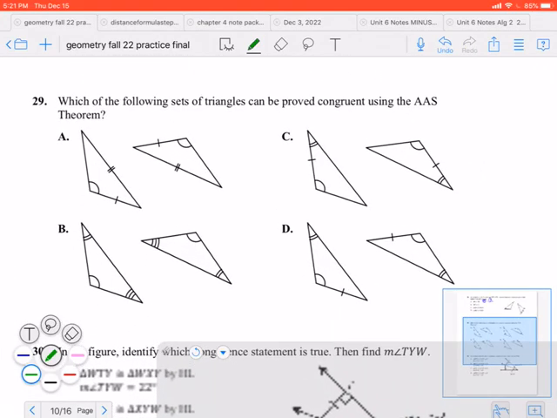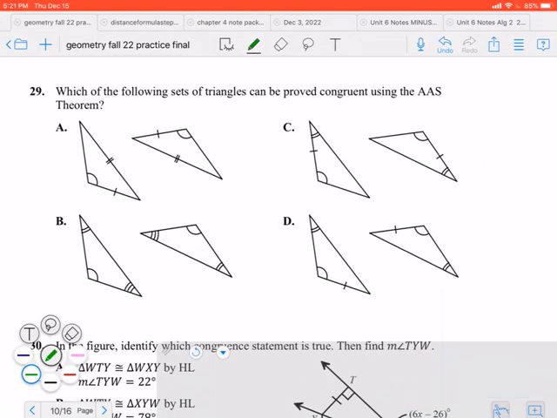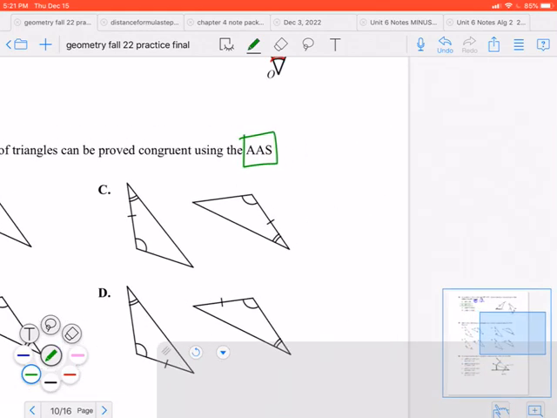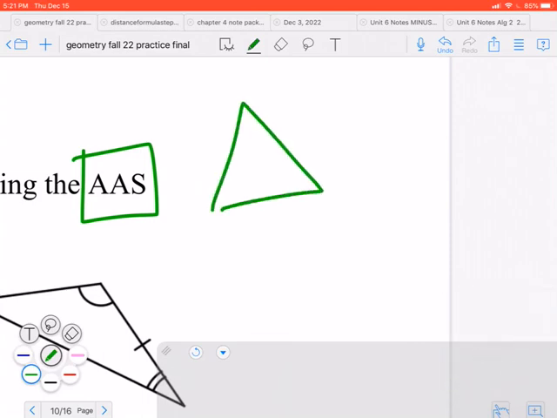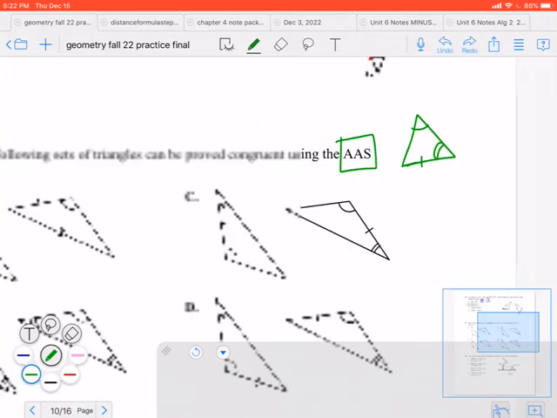Number 29. Which of the following sets of triangles can be proved congruent using angle, angle, side? So I'm going to draw angle, angle, side. That has to go in that order. Angle, another angle, and then a side. I can go around the other way. Angle, angle, side. And you can start at any point, what if I started there? Angle, angle, side. So they just go in a row along the triangle.